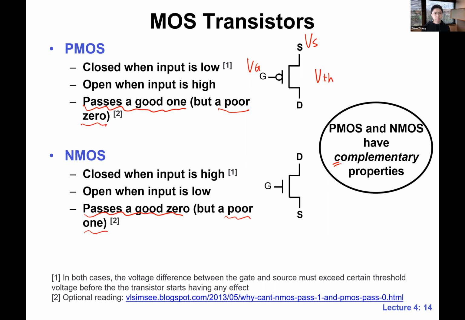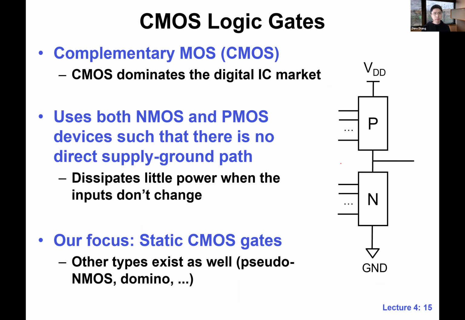We have been talking about the behavior of these two kinds of transistors. Let's look at how we actually build things using them. I just talked about CMOS. CMOS really means complementary MOS. This is the kind of device that we use in most digital systems these days. This type of transistor dominates the market, and we need both NMOS and PMOS.